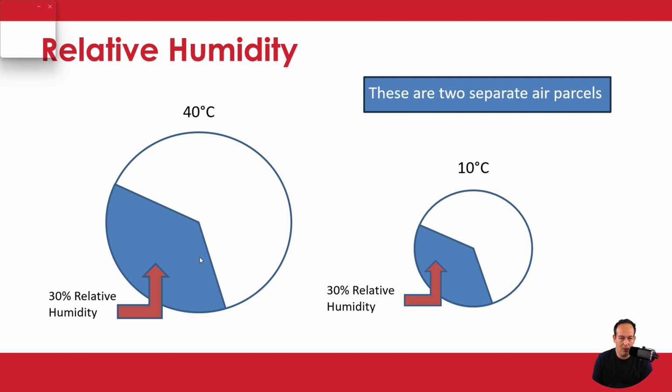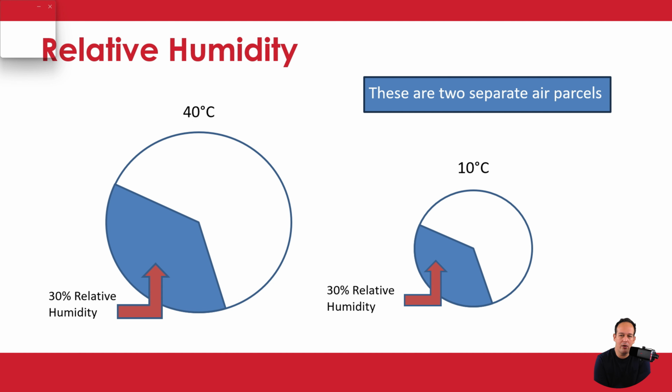Now, when we compare the two air parcels, the air parcel that's 40 degrees Celsius has a lot more water vapor than the smaller air parcel. And so, even though the ratio is the same, the actual amount of water vapor is more when it's 40 degrees Celsius at the same relative humidity ratio.